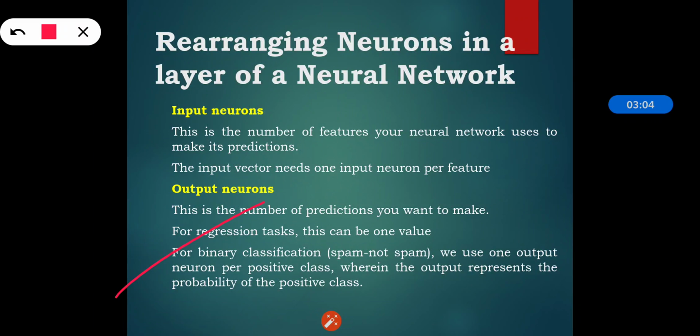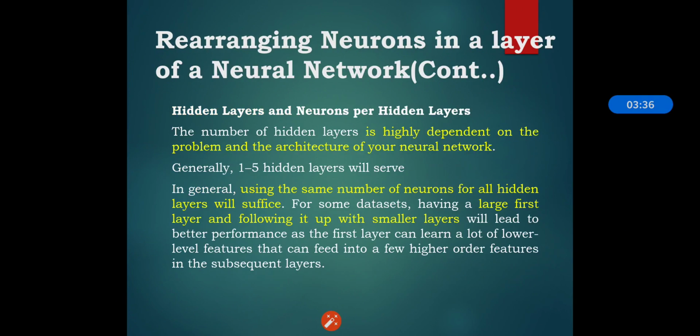For a regression task, we can have one value per task. For binary classification, we can use one output neuron per positive class, where the output represents the probability of the positive class. That means for input neurons we take one input neuron per feature, and for output neurons we take one neuron per positive class. That is how we can rearrange the input and output neurons.